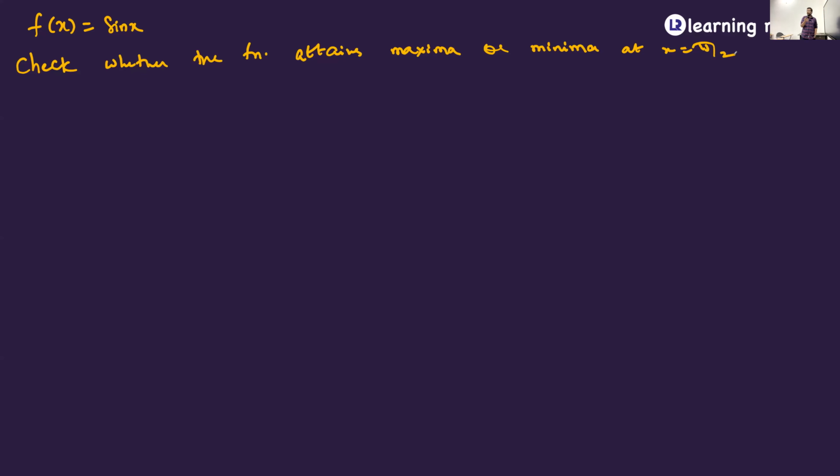See, though it is one point, we generally don't say maximum or minimum. It is a mathematical language that is used, so don't worry too much about the plural and singular. Did you understand the question? There is sin x and you need to check whether the function attains maximum or minimum at x is equal to pi by 2.